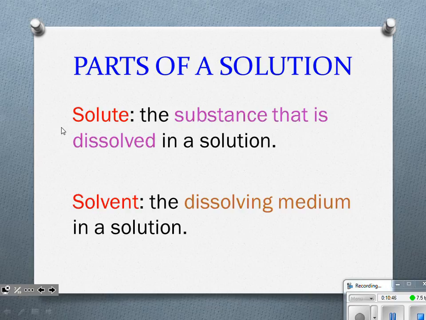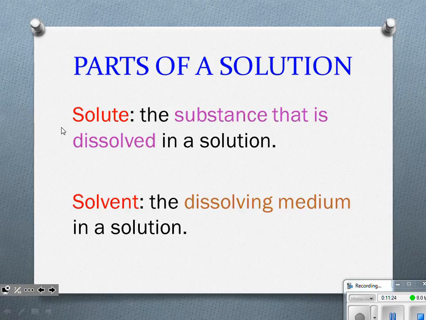So what goes down into your coffee pot is water with what? With the part of the coffee grounds dissolved in it, right? So what is the substance being dissolved? The coffee grounds. So which one of those two is the coffee grounds? The solute is the coffee grounds. What is the solvent?